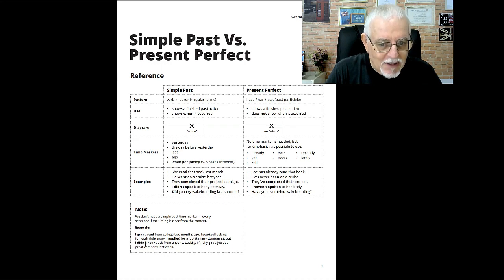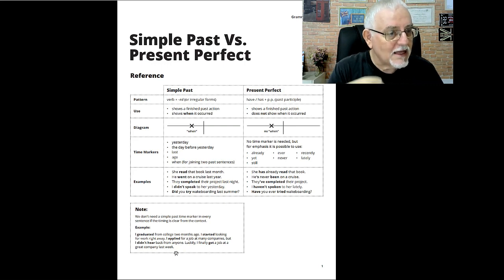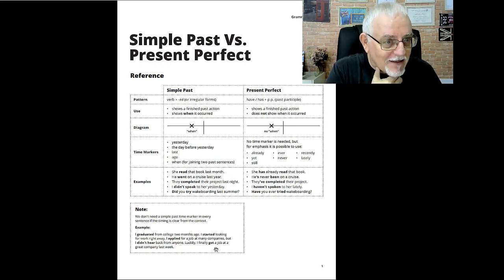Now, something happened to the timeline, and we need to reintroduce the time marker. Why? Because we've now got an update that, yes, they finally found a job. When did I find it? Last week. So you'll see in the two sentences in the middle, I don't need to use the time marker because it's already been stated in the first sentence.